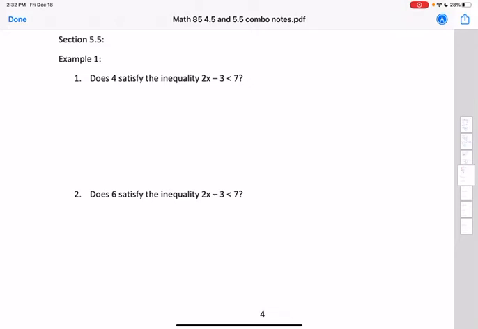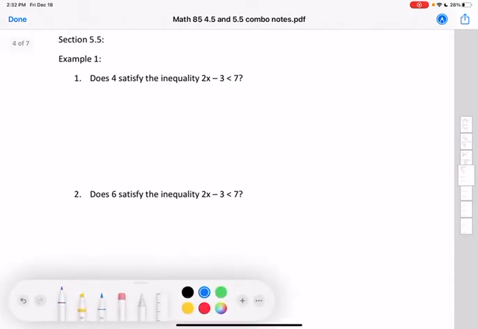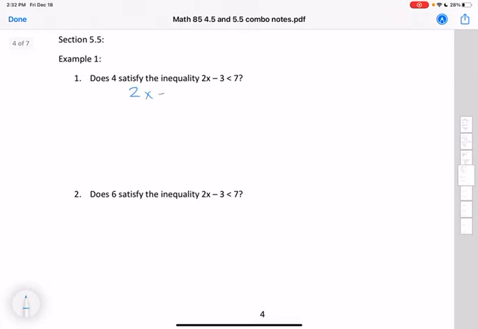Okay, so let's go and see. So we are going to plug in that 4 and see if that is true. Okay, so I have 2x minus 3. Is that less than 7? So we'll plug in, actually I'm not going to put the question mark yet because I haven't put in the 4. So we have 2 times the 4 minus 3. Now we're wondering, is that less than 7?